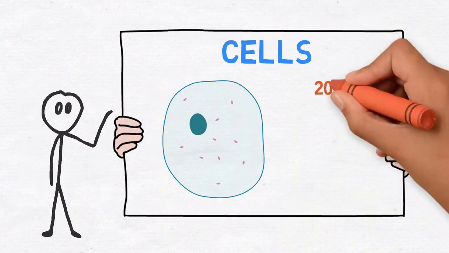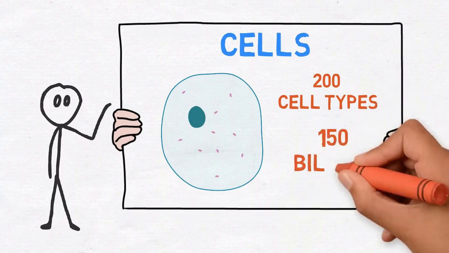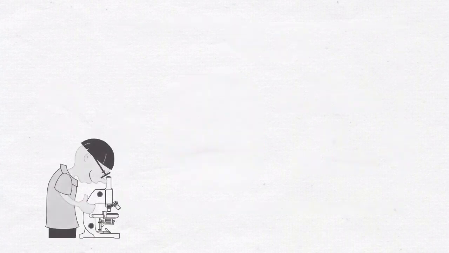Did you know that there are just 200 different types of cell in the human body? That may sound small, but there are 150 billion cells of each type. Isn't that surprising? So what is a cell?